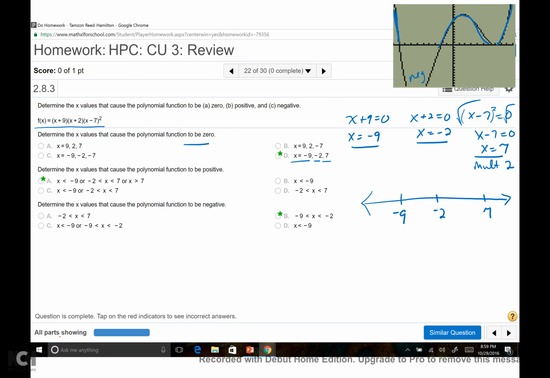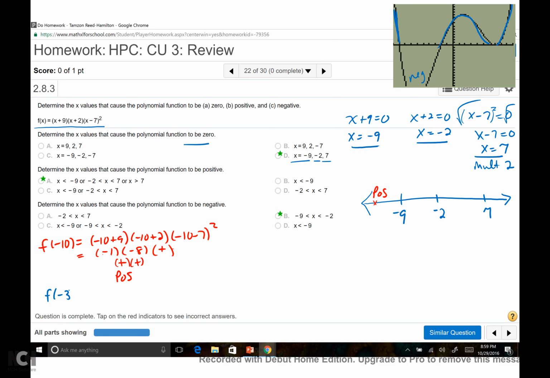So down here I'm going to pick negative 10. So if I find f of negative 10, I'm going to have negative 10 plus 9, negative 10 plus 2, negative 10 minus 7 squared. This is going to be negative 1. This is going to be negative 8. This is going to be negative 17 squared, which is going to be positive something, and I don't really care what the number is. You're going to have a negative times a negative is a positive, times that positive is going to be positive. So this section of number line is positive. Now I'm going to pick something between negative 9 and negative 2.